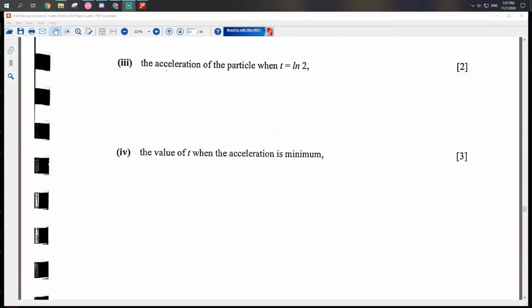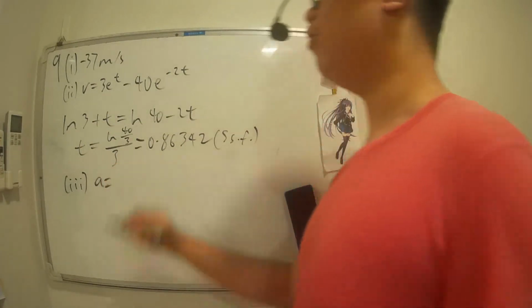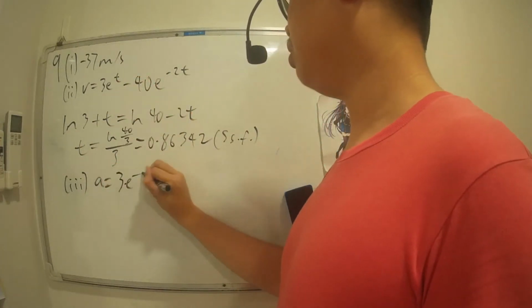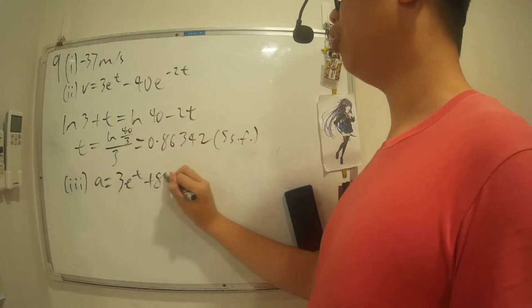Part 3. Find the acceleration of the particle when t equals ln 2. So we need to find the derivative of velocity, right? So the derivative of this is the same. Then when I bring down the minus 2, this becomes positive 80. And that's it.